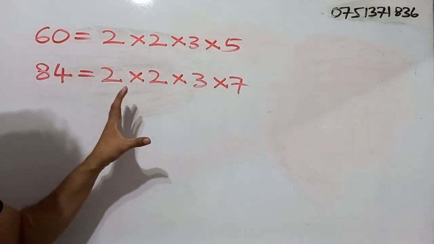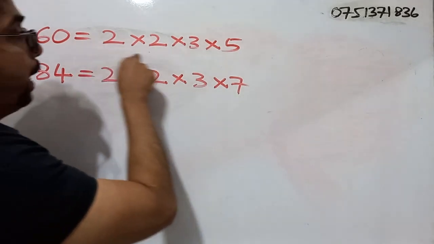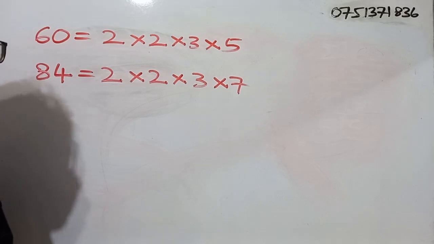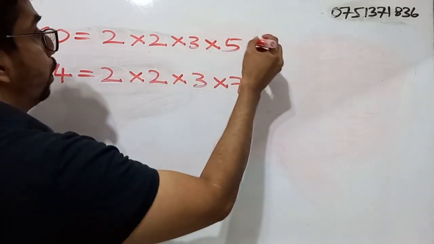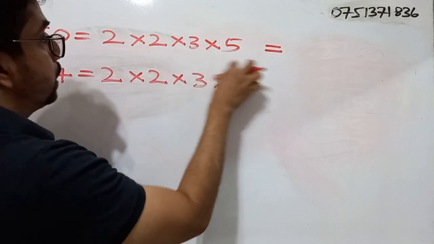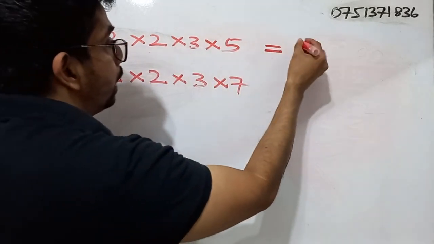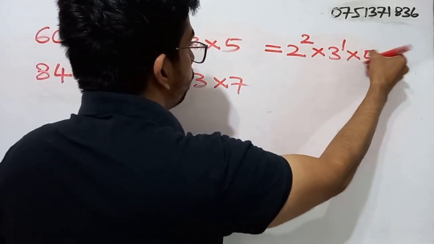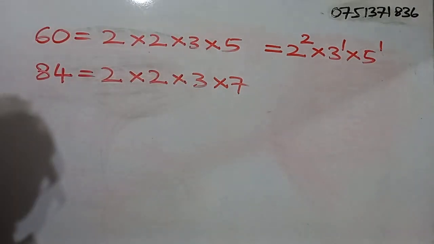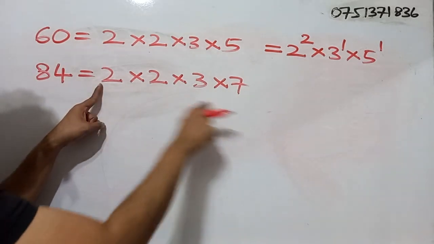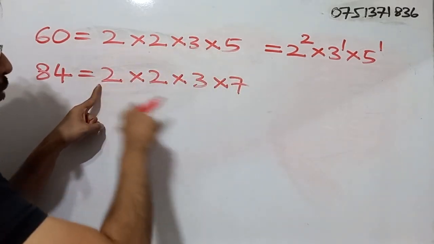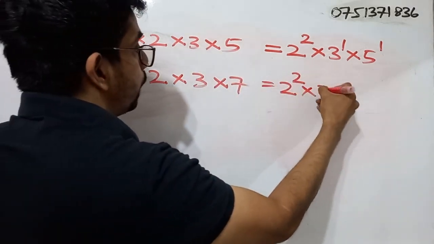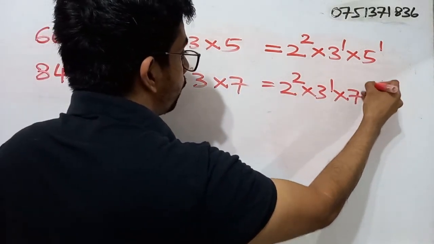Now what do we have to do? We have to write this expression using index notation. So if we take the first one, that means 2 to the power 2 into 3 to the power 1 and into 5 to the power 1. So now we come to the second expression. We have to write this expression using index notation. So that means 2 to the power 2 into 3 to the power 1 into 7 to the power 1.